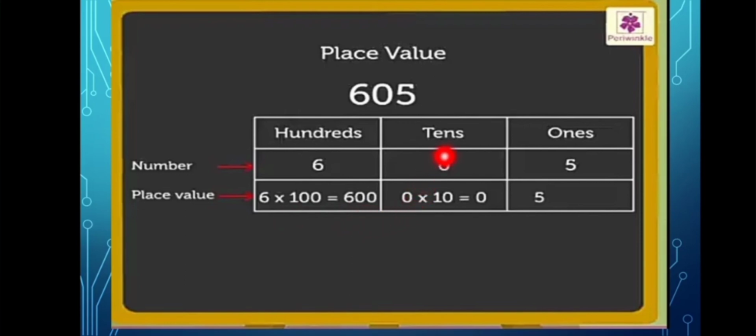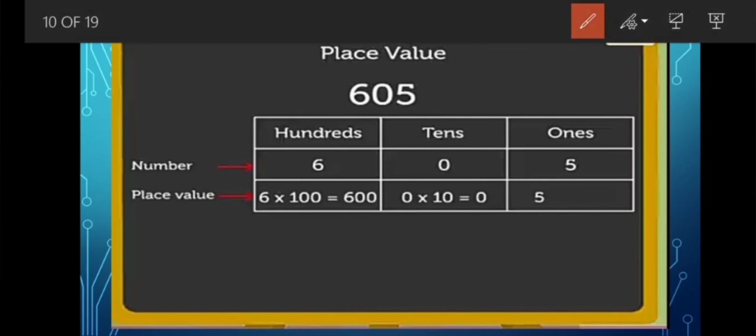0 is in the tens column. So 0 into 10, that is 0. 5 is in the ones column. So the place value of 5 is 5 into 1, that is 5. Okay students.